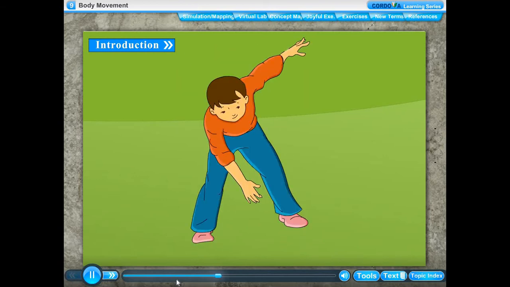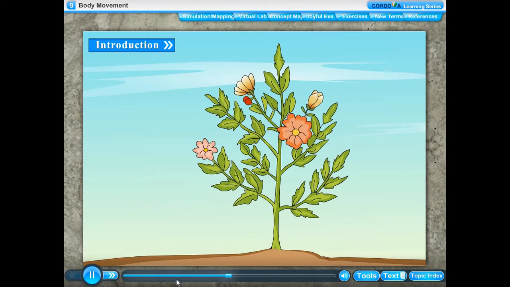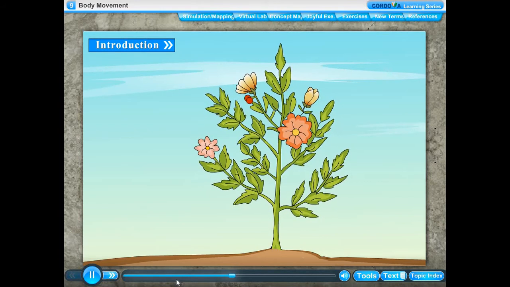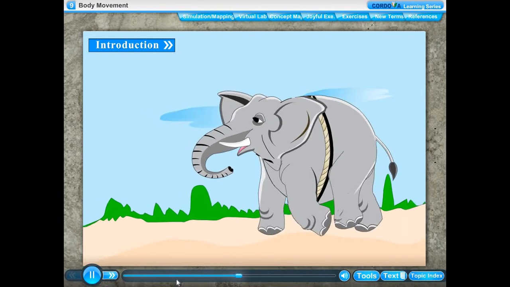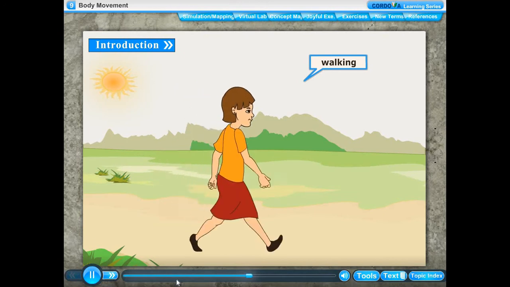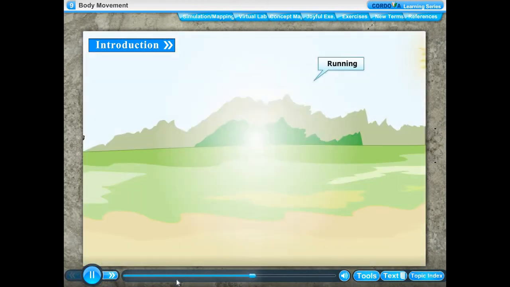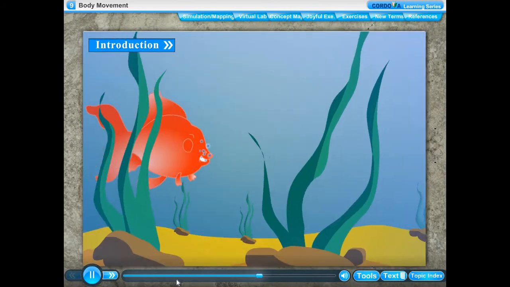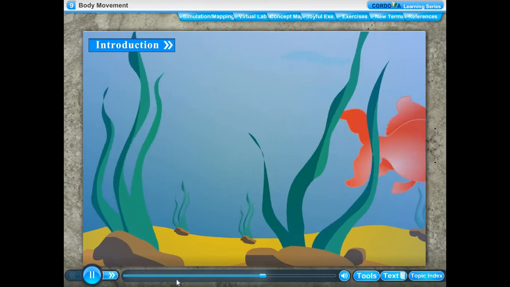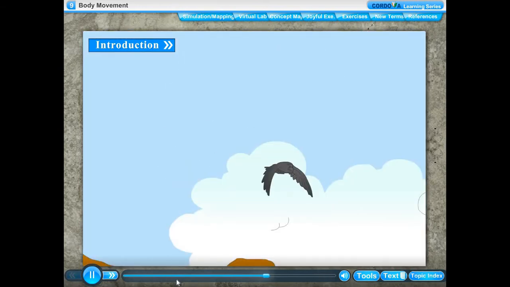The movement of the whole body of an organism from one place to another is called locomotion. Plants are mostly fixed to the ground, so they do not show locomotion. Animals have the ability to move from one place to another, so they have the power of locomotion. Animals show locomotion in the form of walking, in the case of human beings, running, in the case of horses, swimming, in the case of fishes, and flying, in the case of birds.